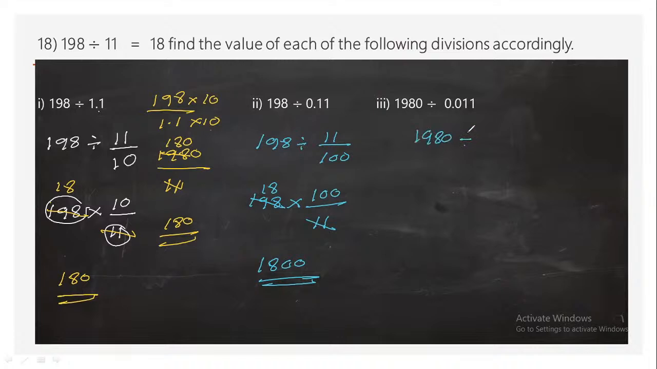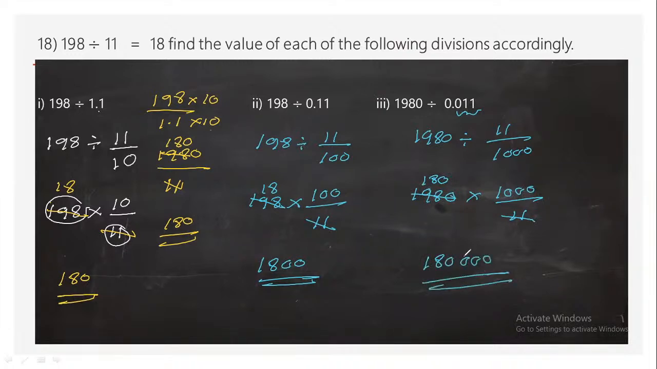1,980 divided by 11, then 3 decimal places. Then you can write here, 11 over 1,000. So write the reciprocal, 1,980 into 1,000 over 11. So divide this by this, then how much? 18, this 0, 180. That one into 1,000, 180,000 is the answer here. Let's go to question number 19.